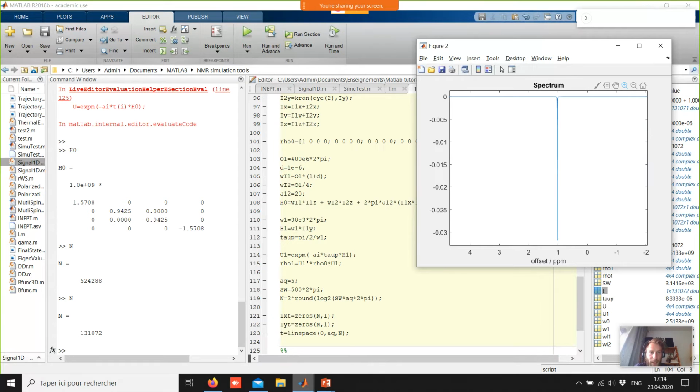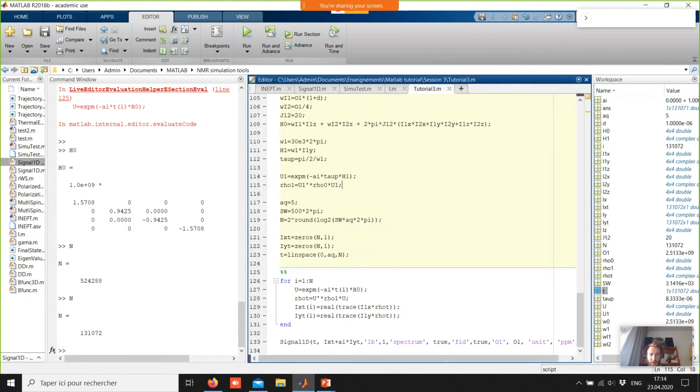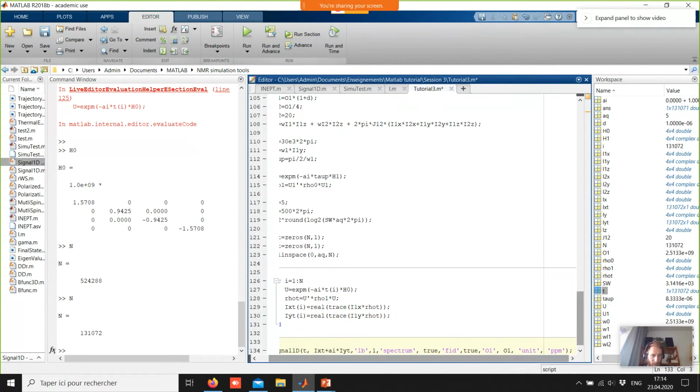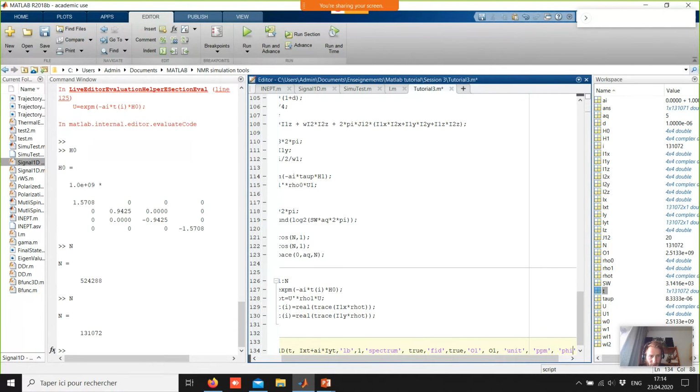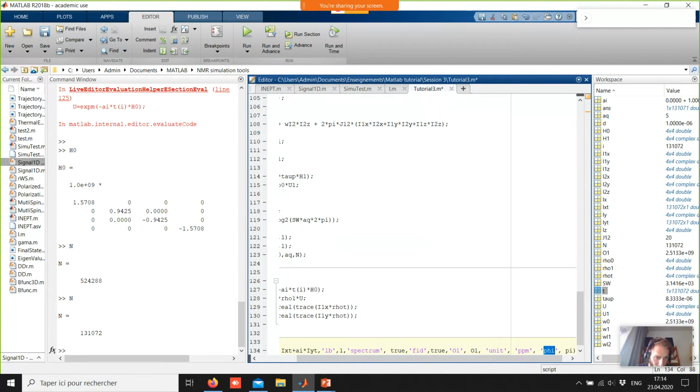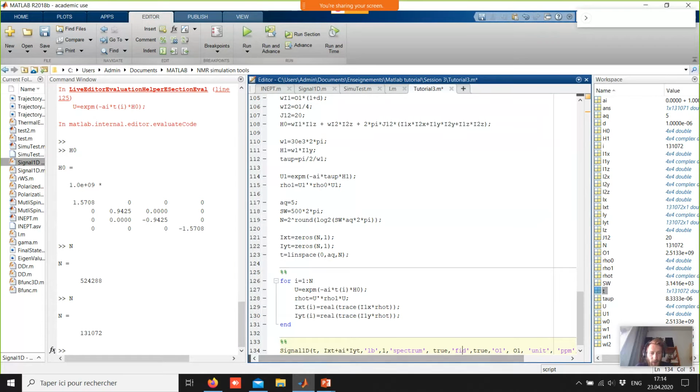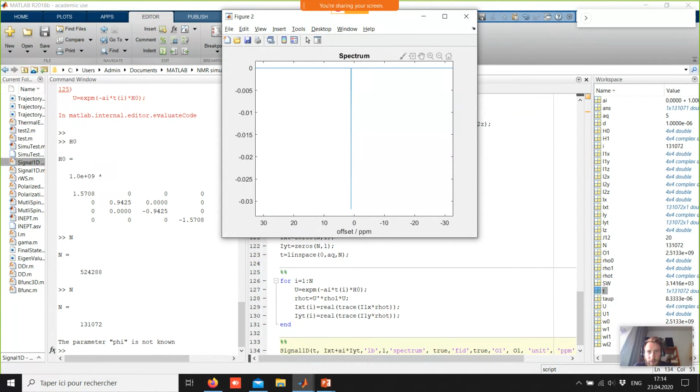So we have a proton peak at 1 ppm, and because of the way I've defined the pulse, it's negative. We can simply ask the function here to change the phase like this. So I write phi, this is the option for phase, and I give the value pi, and this will, oh, no, there's a mistake.